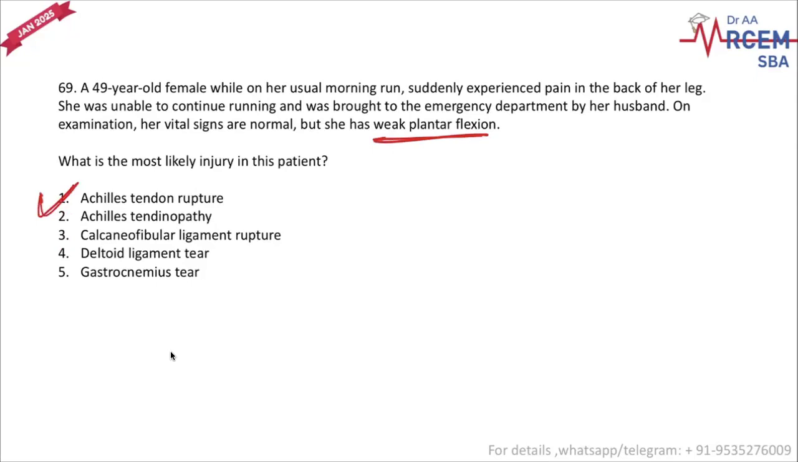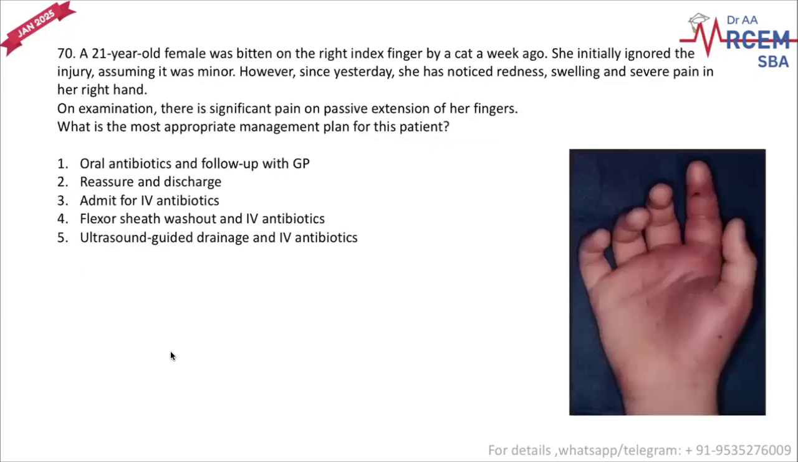What you need to remember is that it happens suddenly. Achilles tendinopathy is a chronic thing. It is not because of this. Deltoid ligament tear is on the medial side, these are the stabilizers of the medial part of your ankle, not the back side of your ankle. Okay, that's what you need to remember. So it is an Achilles tendon rupture.